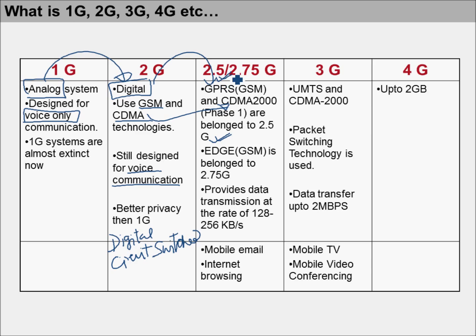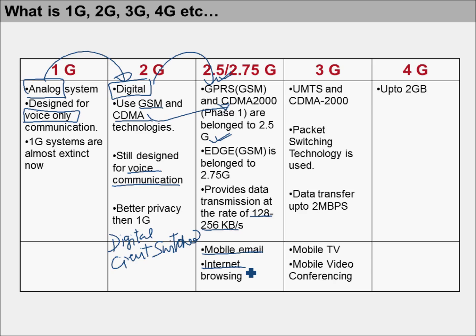Edge was used only for email purpose. GPRS was used for internet browsing and higher data transfer. The data transfer, it is not voice. Data transfer started from 120 to 250 kbps, and it has now increased even up to 1 Mbps or so. In this generation, people started using mobile email, internet browsing, and all those things. So that was the time when this generation started happening.